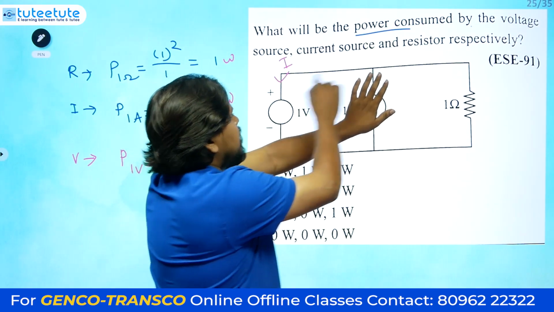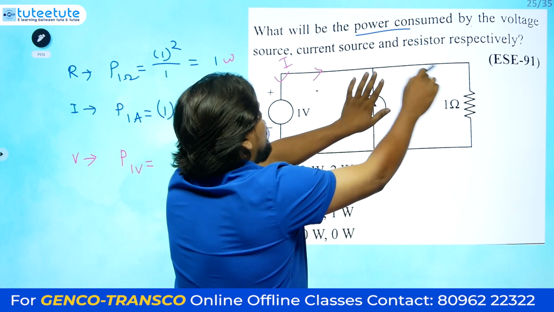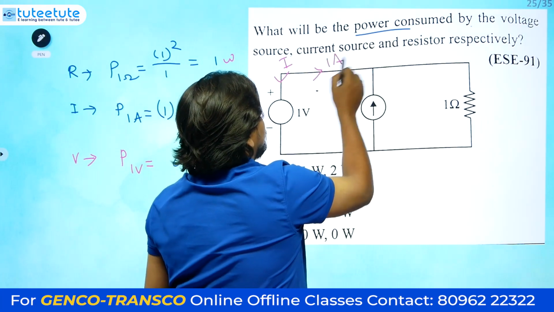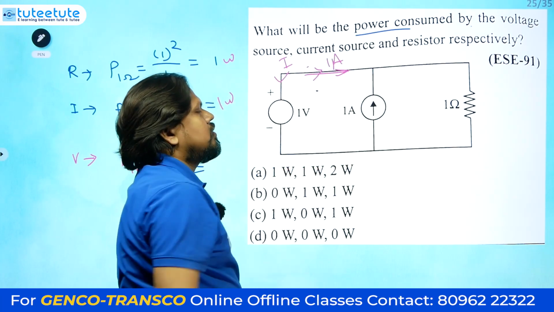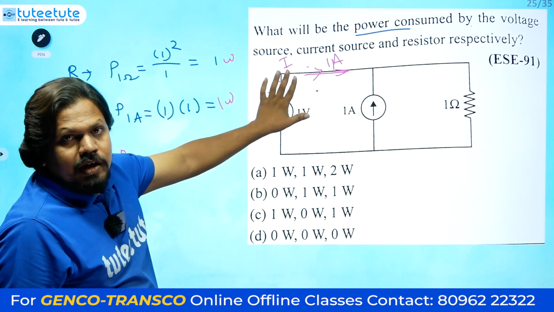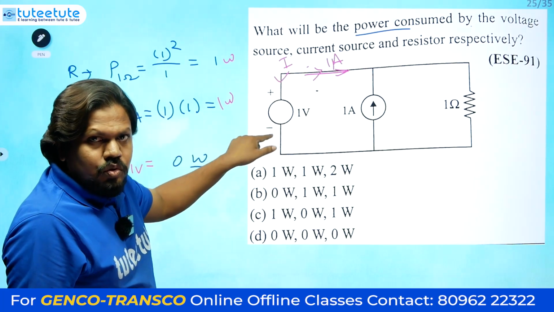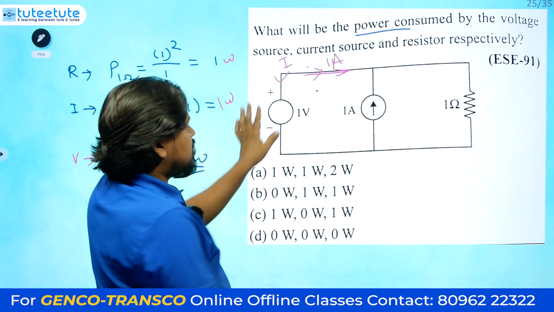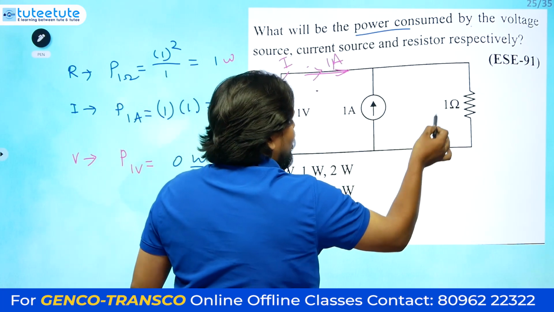So 1 volt in series with 1 ohm, so how much current will be flowing like this? 1 ampere will be going in this direction. Now I will deactivate this one. Deactivation means short circuit, so short circuit the voltage source. When you short circuit, 1 ampere will come like this, and through the 1 ohm no current will flow.